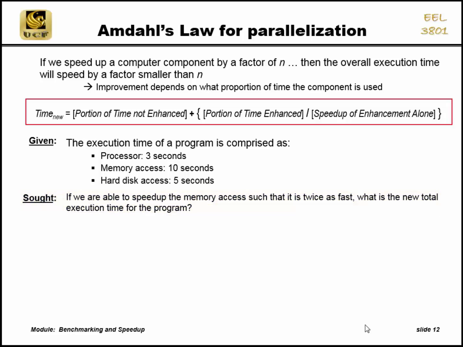The time enhanced was 10 divided by the speed up factor. How much are we speeding it up? 2. So we see that math right here, right? So 3 carries down with no change. 10 gets divided by 2. That's the speed up factor n. 5 is unchanged. The new execution time is 13 seconds. Did I have to even run it? Did I have to build it? Did I have to go to the lab? No.